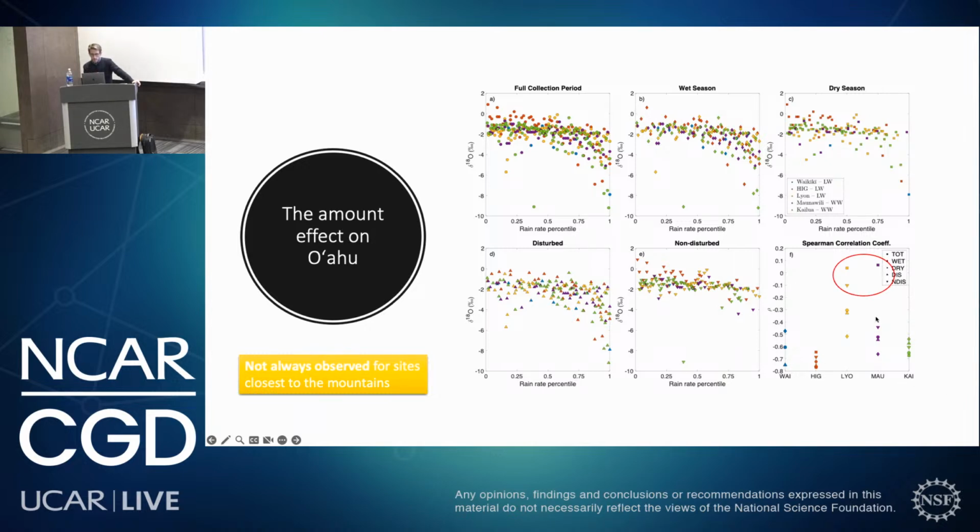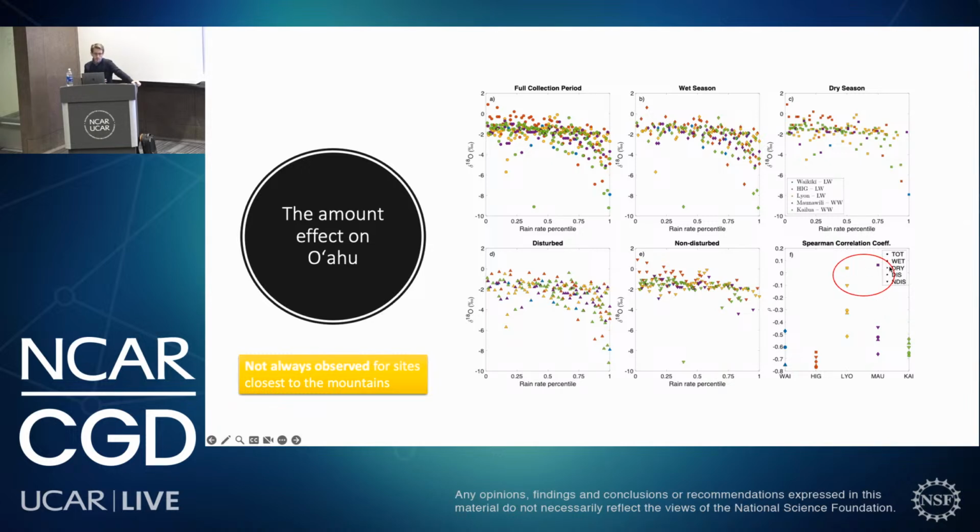But as you go closer to the mountains, then the story becomes slightly more complicated. For example, at Lion Arboretum, if we look at the Spearman coefficient for the dry season, this is roughly slightly positive, and in any way, it's not significantly different from zero. Same for the non-disturbance weeks. And Mauna Widi, which was windward, but still very close to the mountains, again, during the dry season, we don't really observe any kind of anti-correlation.